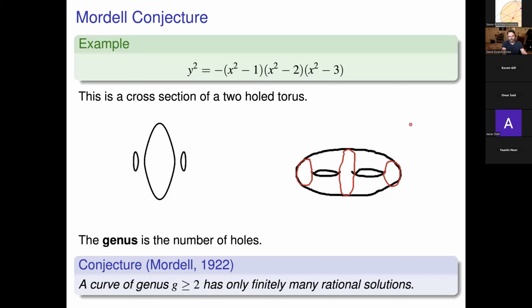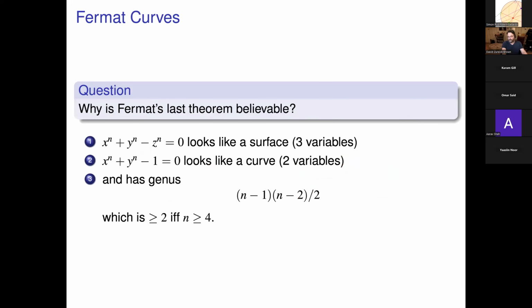And so thanks for setting me up. There's a formula, actually, if you have a smooth plane curve, then the genus is, if n is the degree of the plane equation, given by this. So for Fermat's equation, this is a smooth plane curve. Smooth means the thing from multivariable calculus. You take derivatives and have no excess solutions. So this genus is at least 2 if n is at least 4.